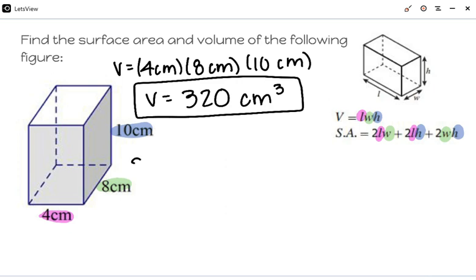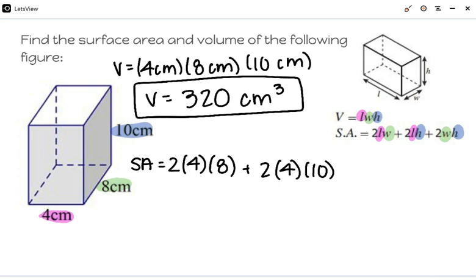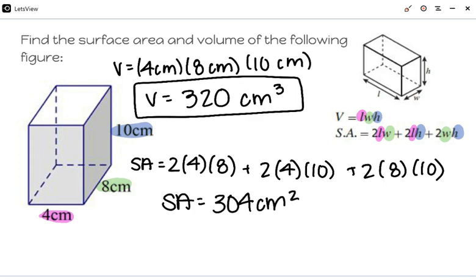All right. For surface area, we have 2 times our length and our width, plus 2 times our length and our height, plus 2 times our width and our height. Just straight up plug into the formula, guys. When you put that into Desmos, your calculator, whatever you're using, we end up with our surface area equaling 304 centimeters squared. Area always, always, always squared.